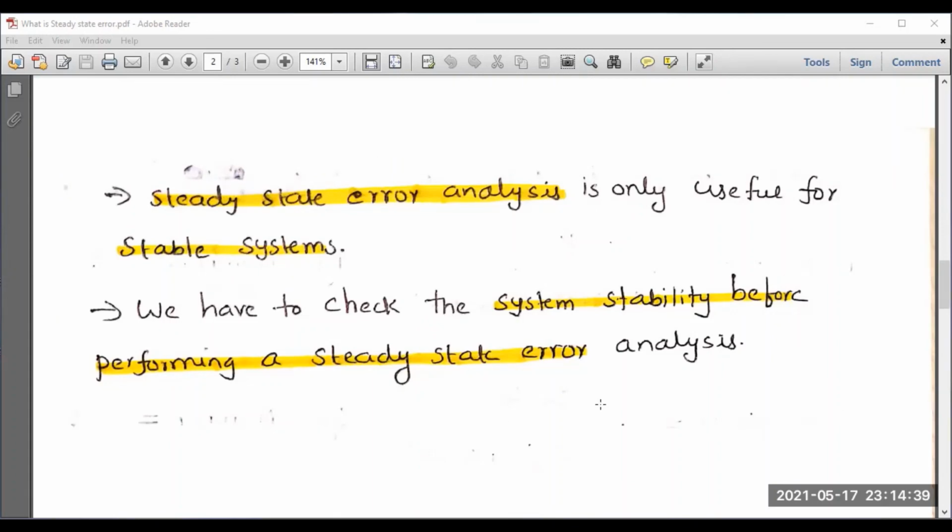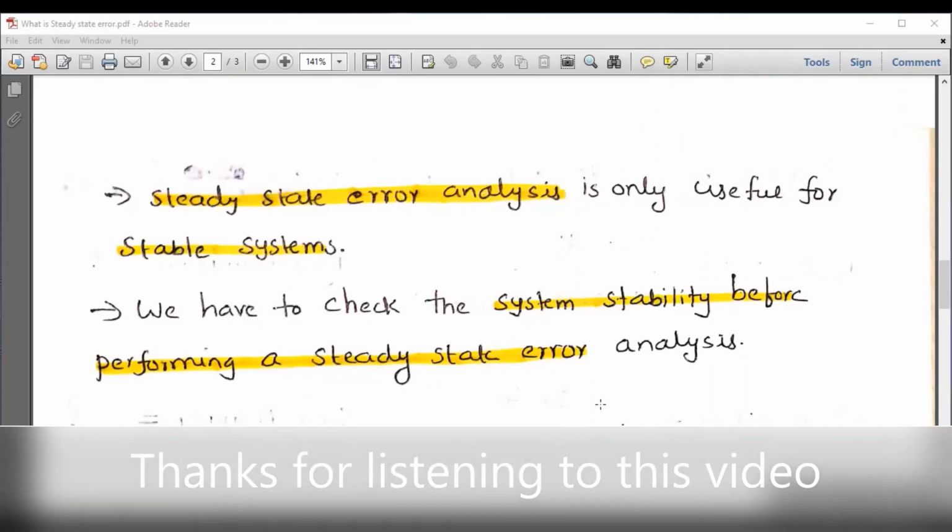In the coming session, I'll be discussing the calculation and derivation of steady state error.